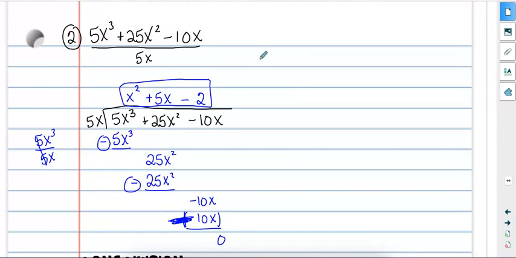Okay, number 3. Please ask if you have questions. Stop me and let me know if you have questions. Number 3 says negative 4x to the third power plus 5x squared over negative 2x squared. Okay.